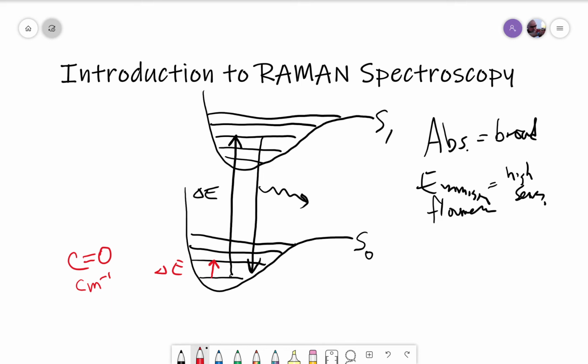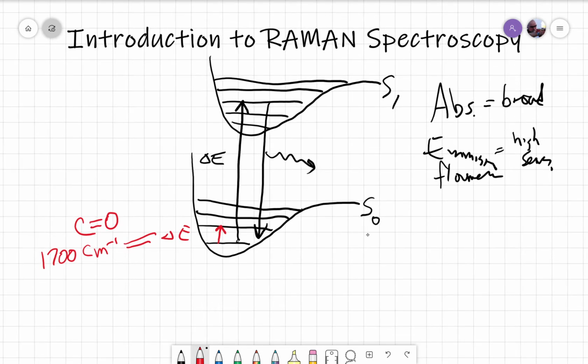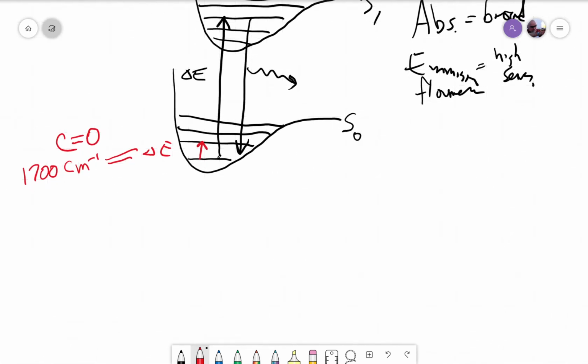A carbonyl, for example, a C double bond O, has an energy difference which is equivalent to about 1700 reciprocal centimeters. That is the delta E. Generally speaking, we do not use IR spectroscopy as a method of quantitative analysis because its power for structural analysis is so great, and the instrumentation used for it fairly limits our ability to do things like aqueous solutions.